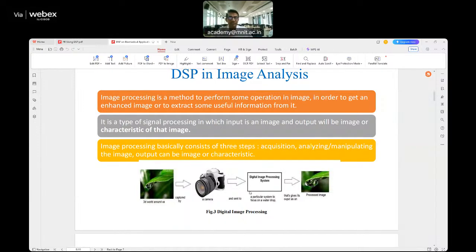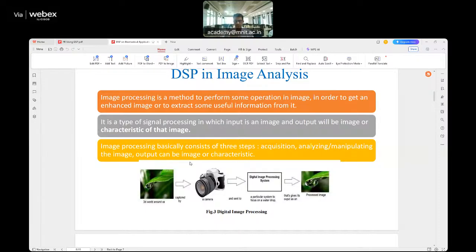So DSP in image analysis. Image processing is a method to perform some operation on an image in order to get an enhanced image or to extract some information. As we have already discussed in a complete lecture, processing means we perform some operation on an image. The purpose may be to enhance some detail, or to enhance the complete image, or to extract some feature, or for some objective or classification. It is a type of signal processing in which the input is an image and the output will be an image or characteristics of that image.